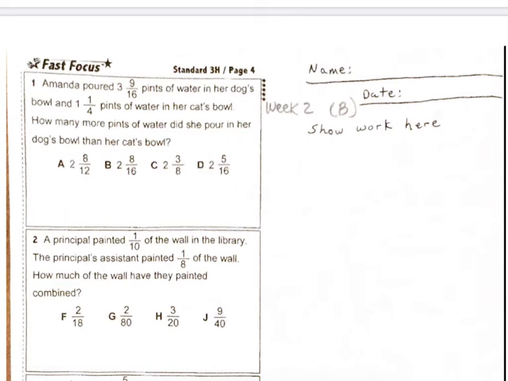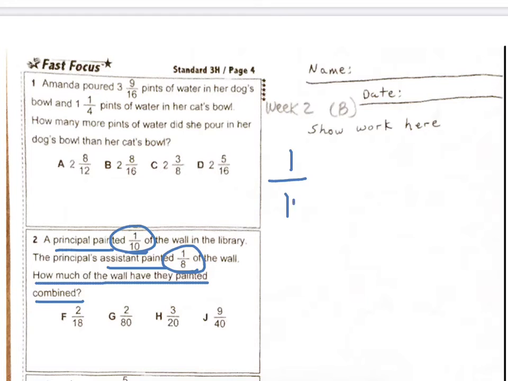All right, number 2. A principal painted 1/10 of the wall in the library. The principal's assistant painted 1/8 of the wall in the library. How much of the wall had they painted combined? So we're looking combined, which means we're adding. Okay, the principal painted 1/10, the assistant painted 1/8. So you're going to add 1/10 and 1/8.